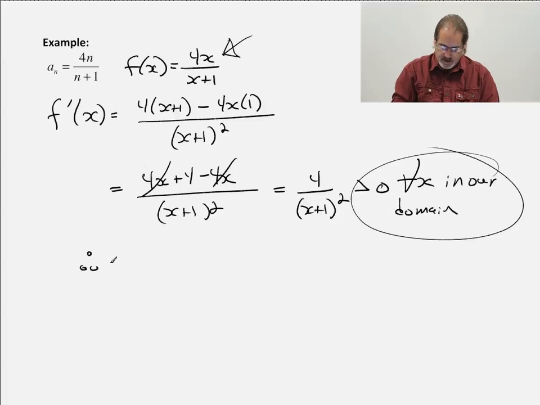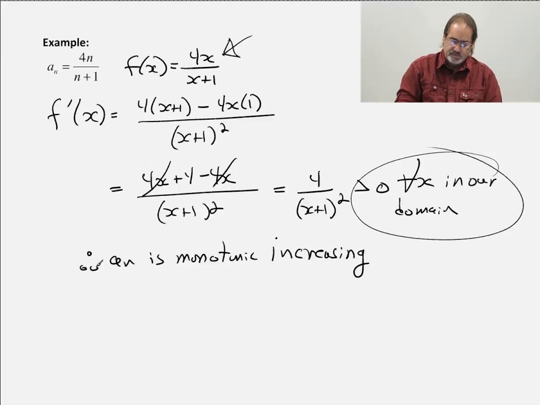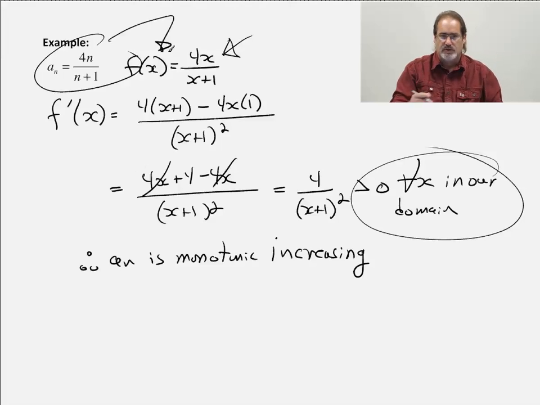Therefore, a_n is monotonic increasing. Taking a derivative of the original function, thinking about it in terms of equating it to a continuous function, then taking the derivative, that's a quick way to figure out whether I have monotonicity or not.